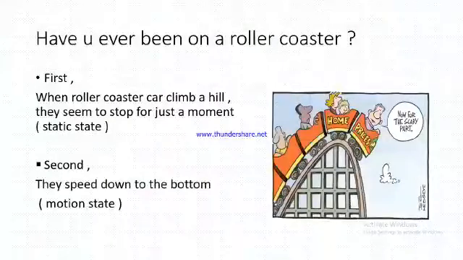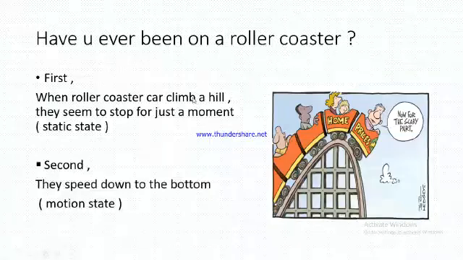Have you ever been on a roller coaster? First, when a roller coaster car climbs a hill, they seem to stop for just a moment here. What kind of energy is here? It is potential energy because they are not moving. But when they speed down to the bottom of the hill, they have kinetic energy. Let's move to this video to understand the meaning of kinetic energy and potential energy.